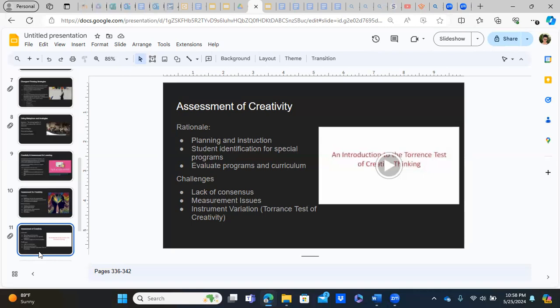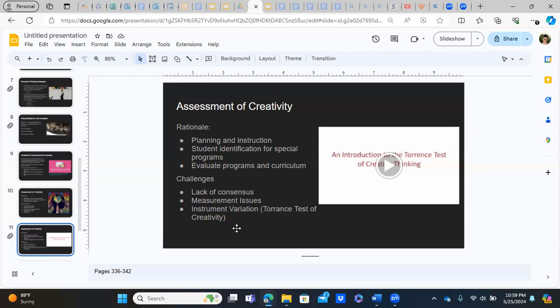We also have measurement issues. There are definite issues with the assumptions that we have about quantifying and judging creativity. And then some instrument variation. Chapter 9 is going to give you many, many tests that are used to measure creativity. Please check those out. They're extremely interesting. But the one that I'm going to talk about right now is called the Torrance Test of Creative Thinking.